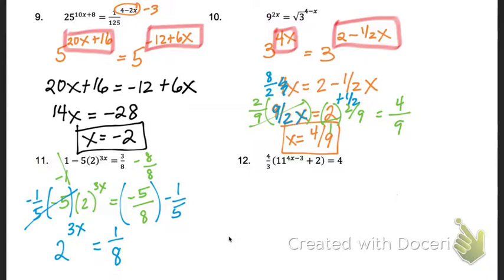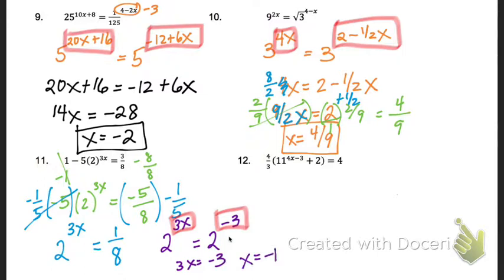This is now when I get my common base. So what is my common base here? What do they both have in common? A 2. So I already have 2 to the 3x. How could I rewrite 1/8 with a base of 2? 2 to the -3. Then I set my exponents equal. So 3x equals -3. So x equals -1.